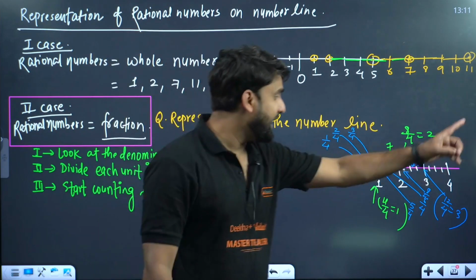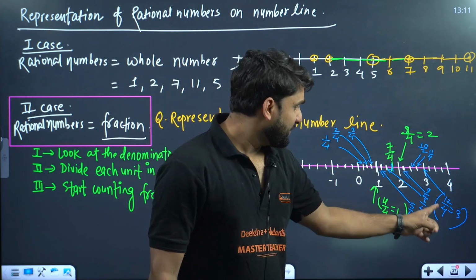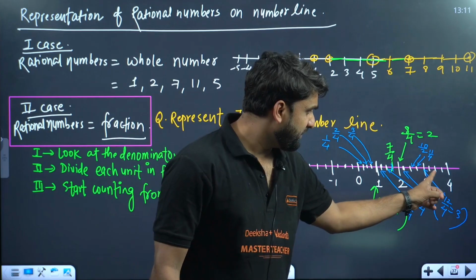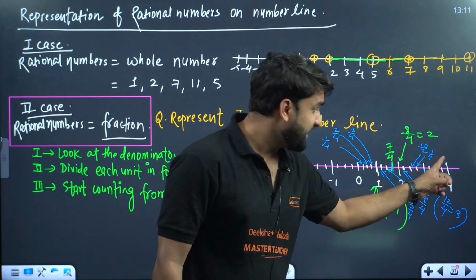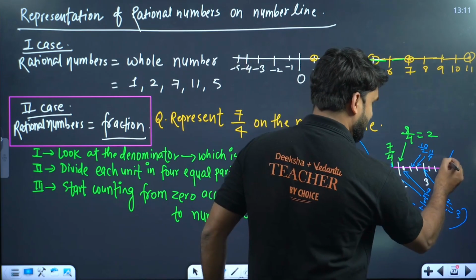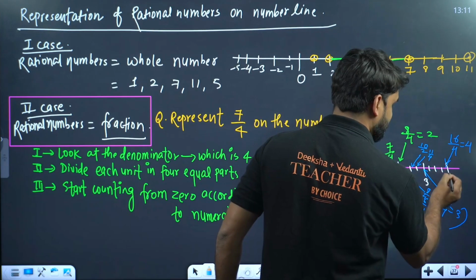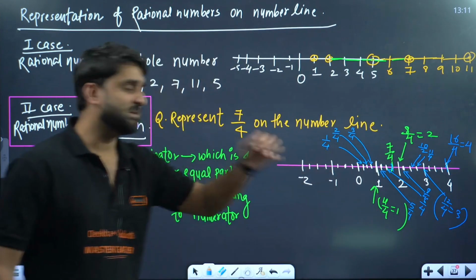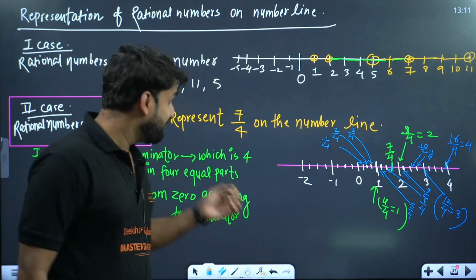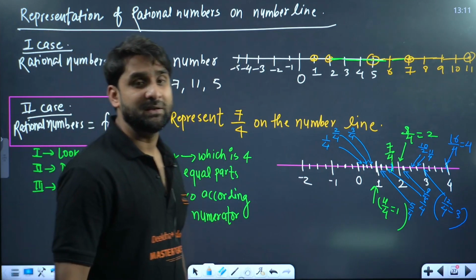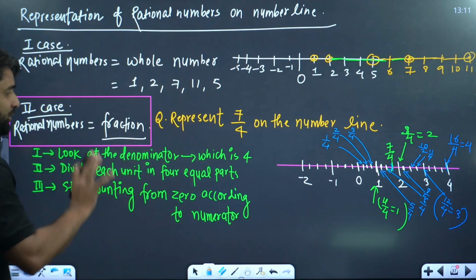And if you move ahead, 13 by 4, 14 by 4, 15 by 4, 16 by 4. And 16 by 4 is equal to 4. This is the beauty of how to represent the fractional value on the number line. I hope you have understood what you need to do.